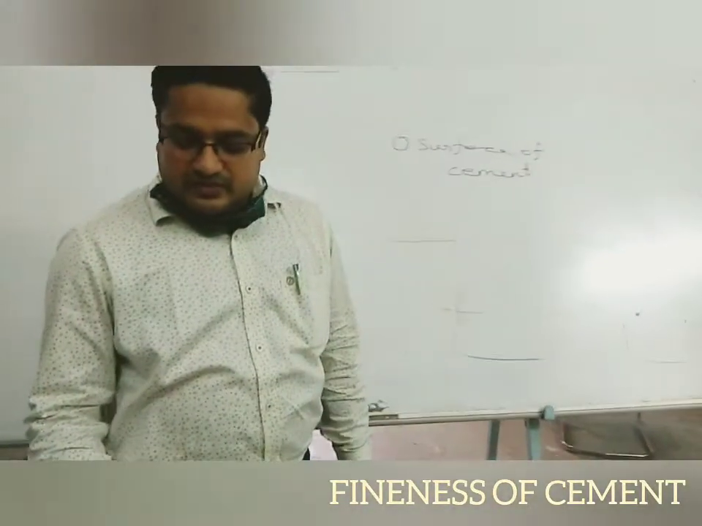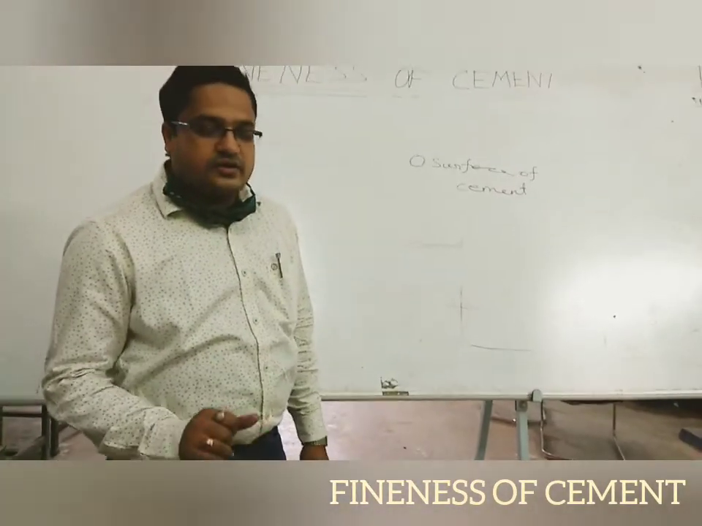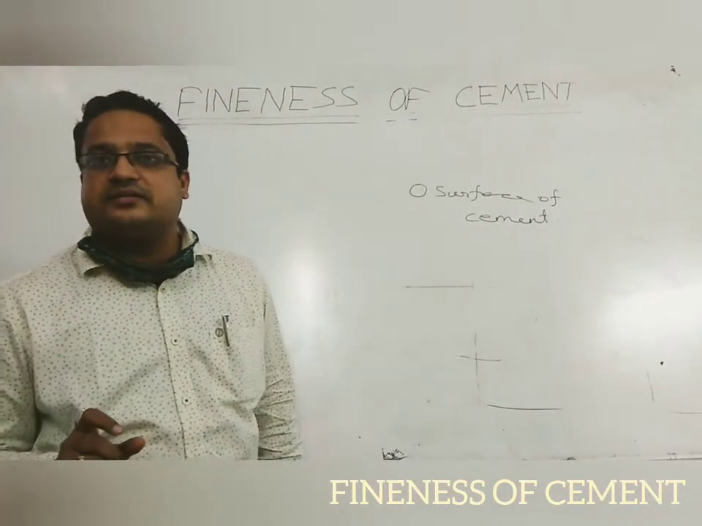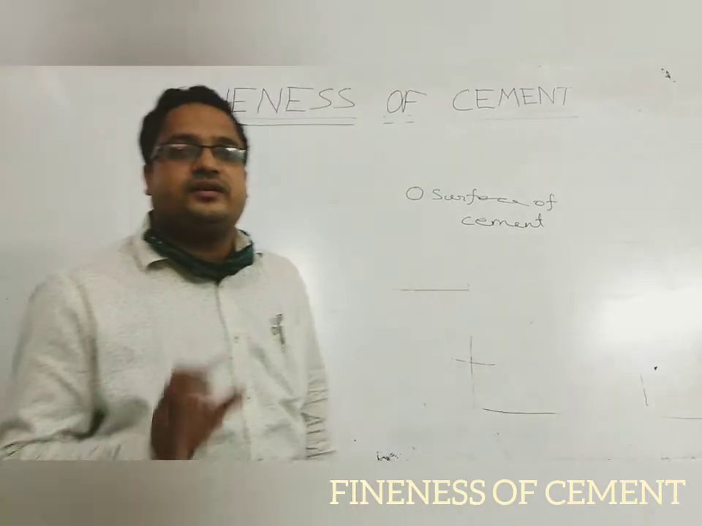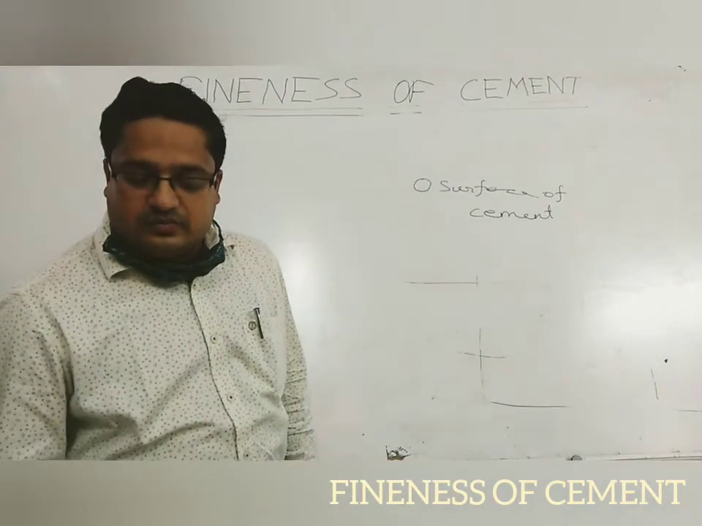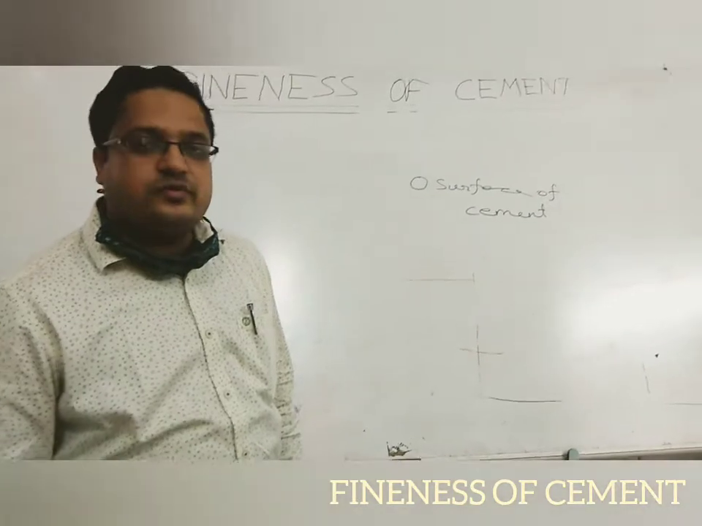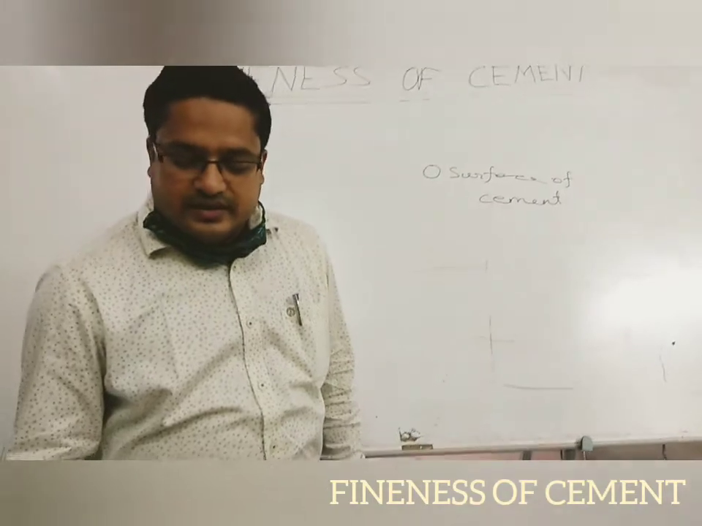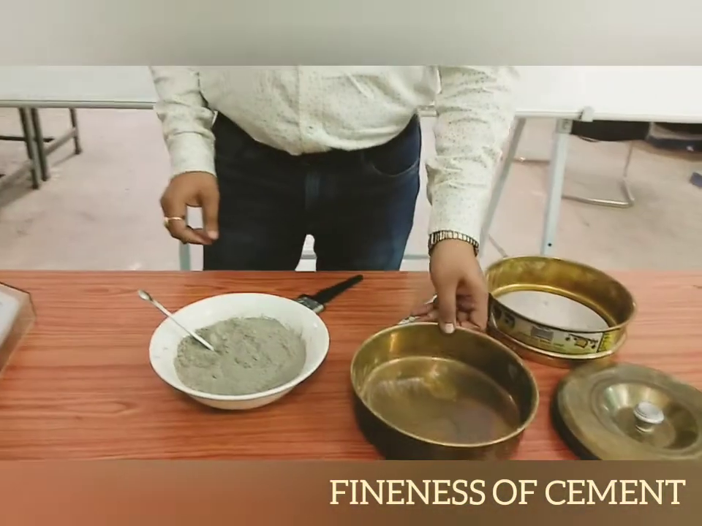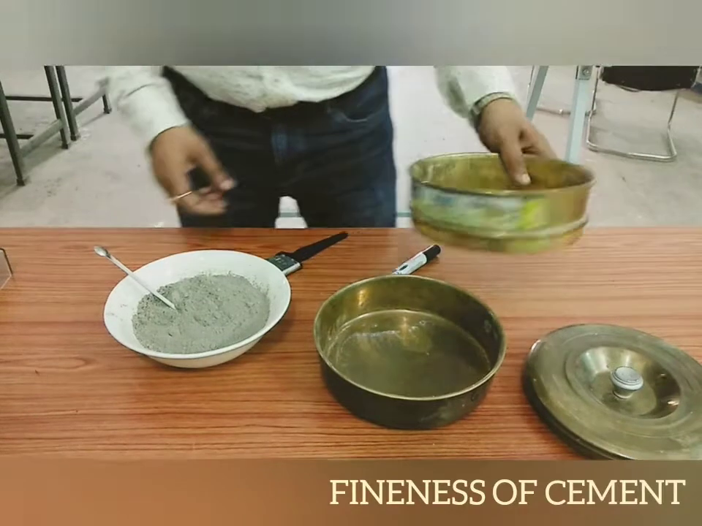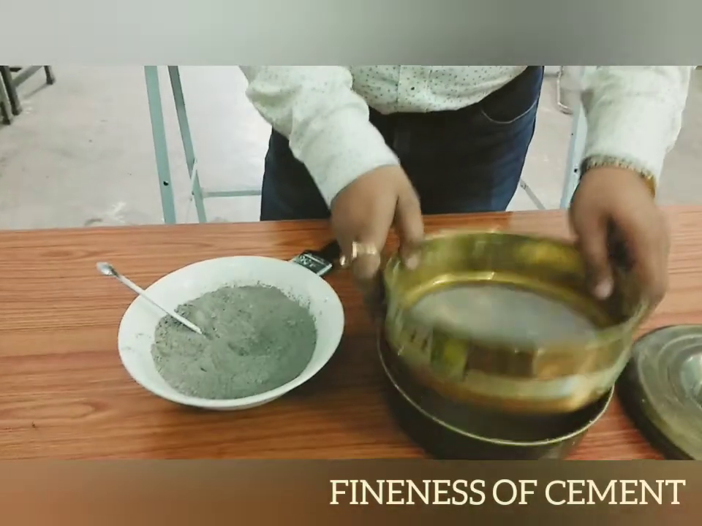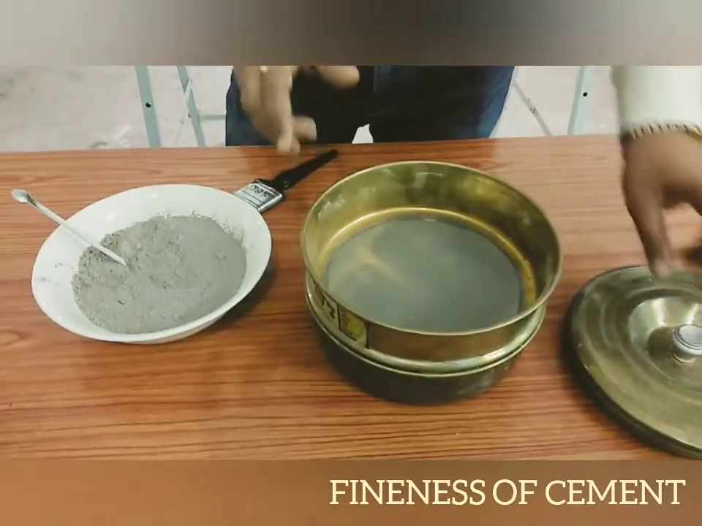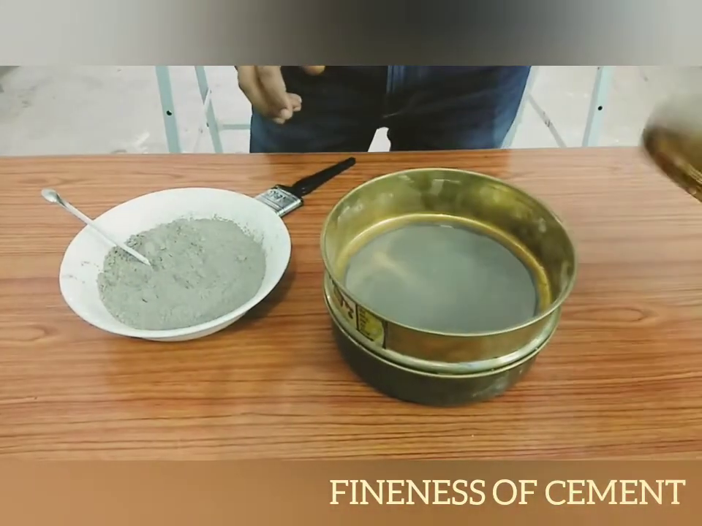When you take cement from a bag, you have to see the brand of cement and the date of manufacturing, week and month, of that particular cement, and note it on a paper. Then you have to take exactly 100 grams of cement. First the pan will be there, next the sieve will be there, and after that you will close the lid.